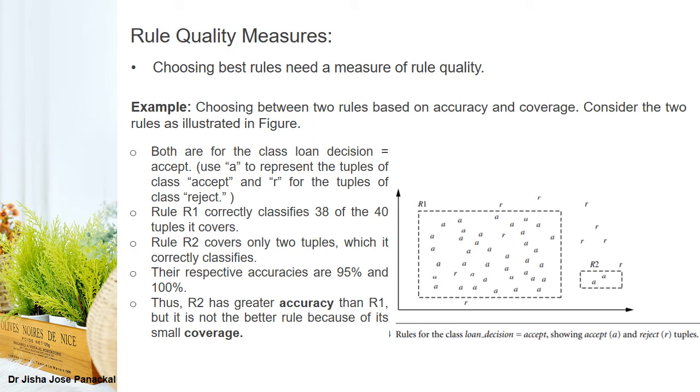Thus, R2 has greater accuracy than R1, but it is not the better rule because it has small coverage. So we can't say that a rule with high accuracy will be the better one. We have to check the other condition also, that is the coverage. Here R1 covers more tuples, therefore R1 is the better rule.